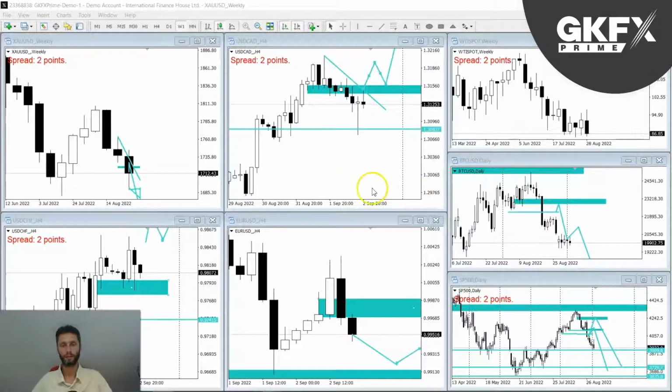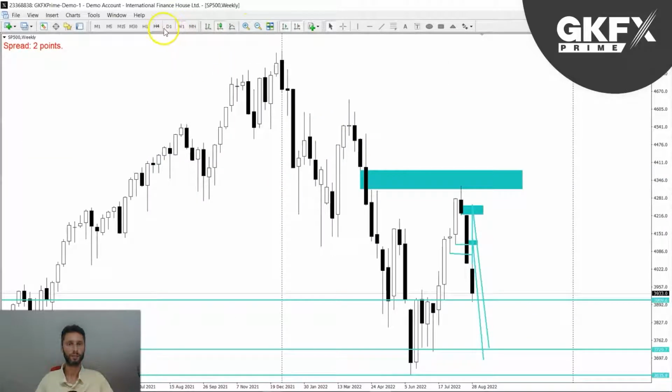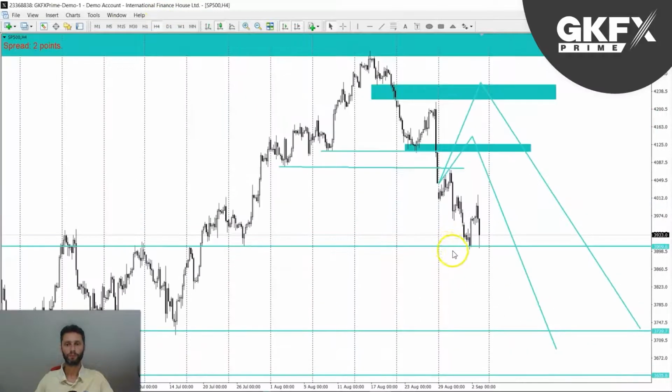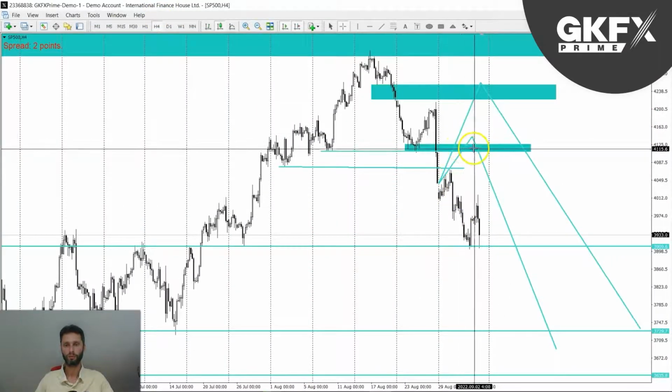Okay, what's next? Well, let's go to S&P. Let's go to the stock market. I've really looked at this for quite some time now. This was the previous week that we looked at. The market just collapsed from there. I was looking for it to reach higher to get a better price.